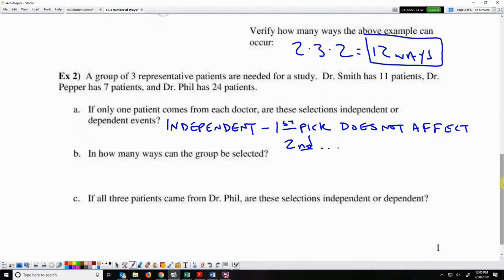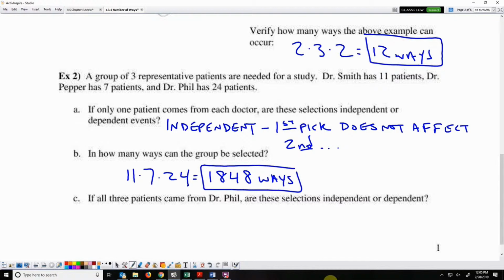So in how many ways can these groups be selected? So the first doctor had 11 patients, the second doctor had 7, and the third doctor had 24. 11 times 7 times 24 is 1,848 different ways that we could choose one patient from each doctor.